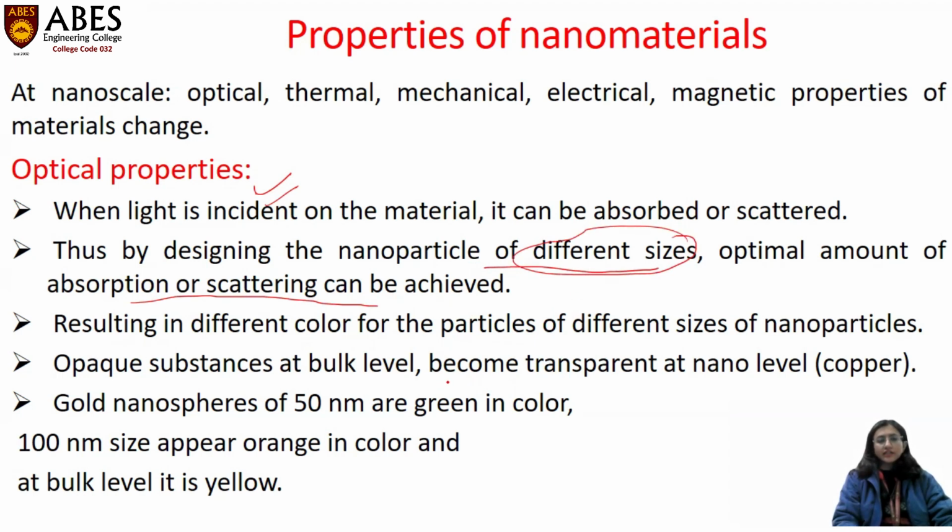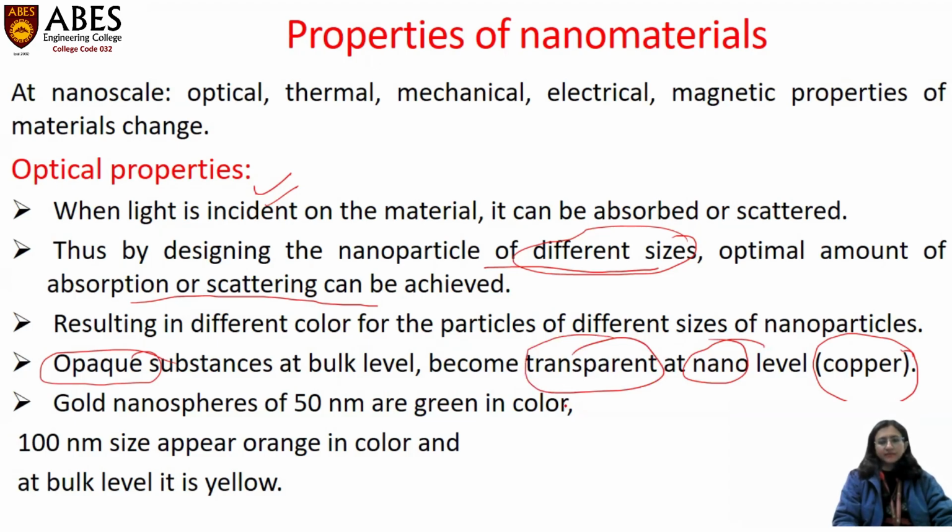This results in different colors for the particles. A very lively example is copper. We all know that copper at bulk level is opaque. It is not a transparent material. But when the same copper is reduced to the nano level, this material turns out to be transparent.